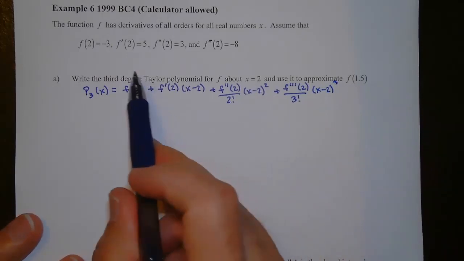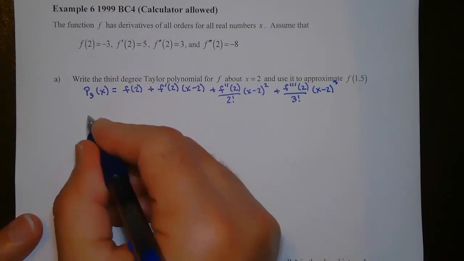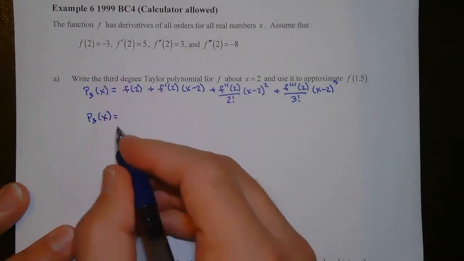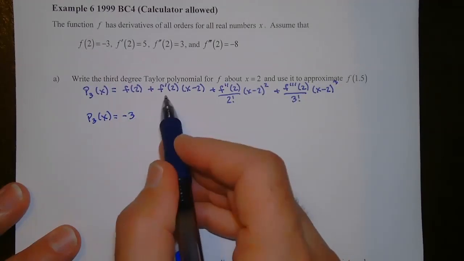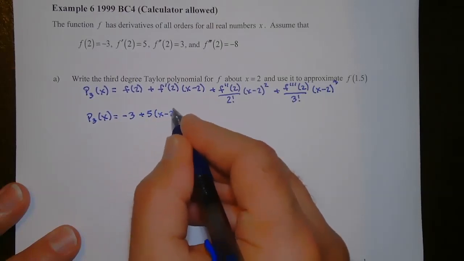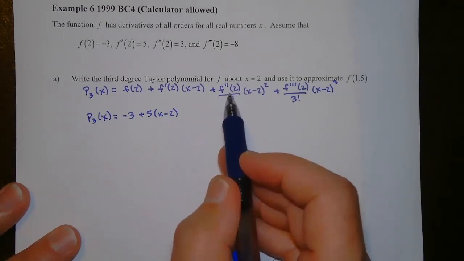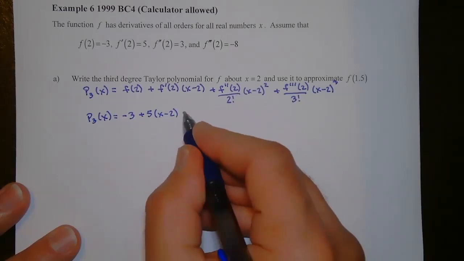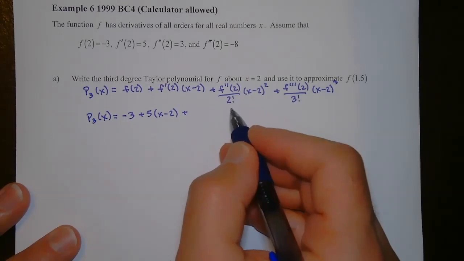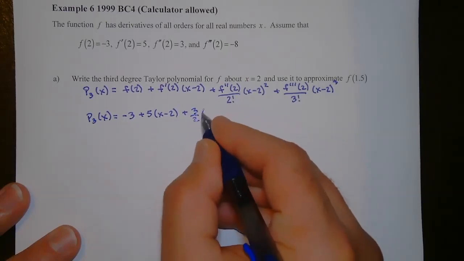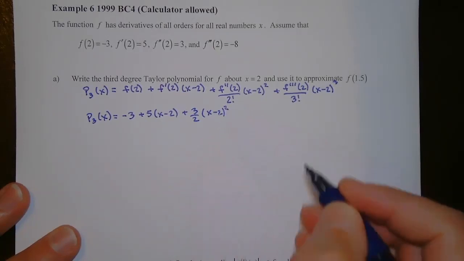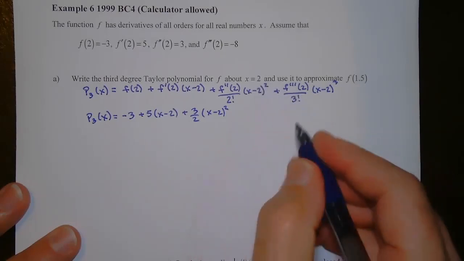So now, because of this, we can just put these numbers in, okay? So p sub 3 of x would be, well, f of 2, that's just -3. And f prime of 2 is 5, so that'd be plus 5 times x minus 2. And then f double prime is 3, so this would be plus 3 over 2 factorial. Well, 2 factorial is 2, so it'd be 3 over 2 times the x minus 2 quantity squared. And then f triple prime of 2 is -8 and over 3 factorial.